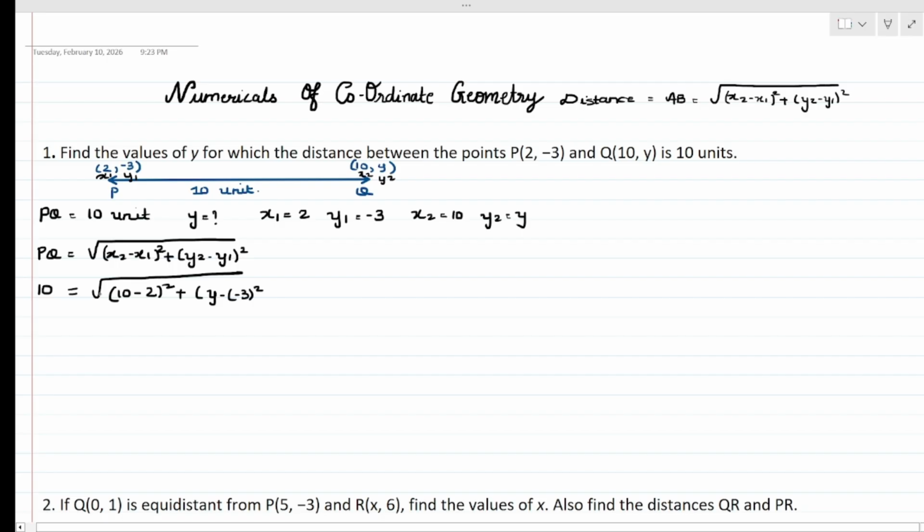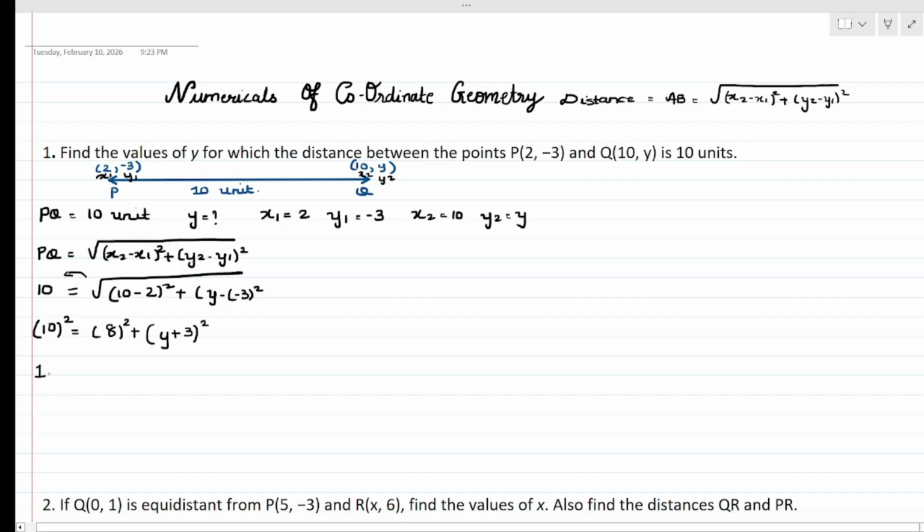Okay. Now I don't need this square root. Whenever you are removing the square root, the expression in front of it becomes squared on the opposite side. That means it will become 10 square equals 10 minus 2, that means you will get 8 the whole square plus. Now you can clearly see over here minus, minus becomes plus. That means y plus 3 the whole square.